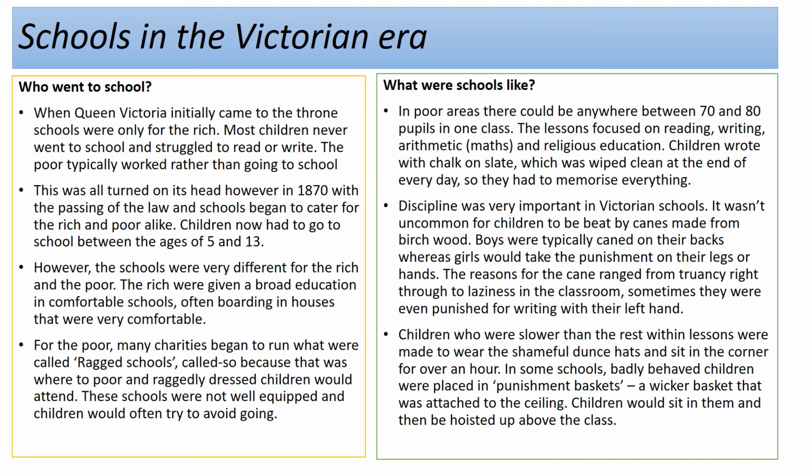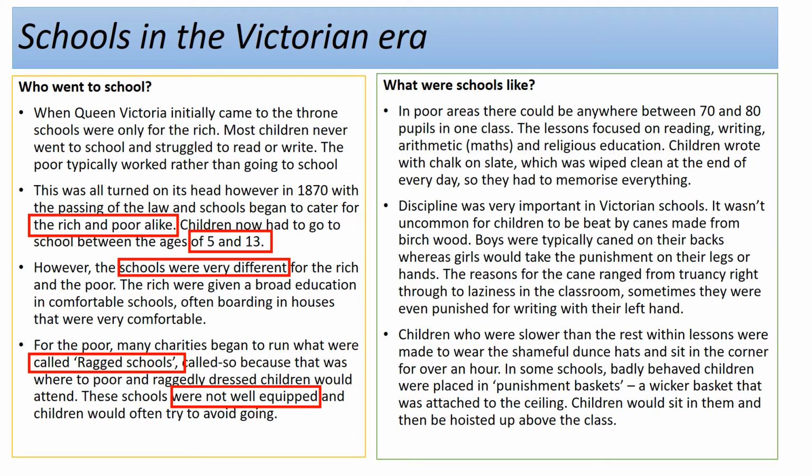So you might have picked out some of these key pieces of information. Firstly, you might have looked at the fact that while school was initially only for the rich, in 1870 the Education Act changed that, so both the poor and the rich went to school and it became compulsory for ages 5 to 13. But as it tells us there, these schools were very, very different depending on whether you were rich or poor.